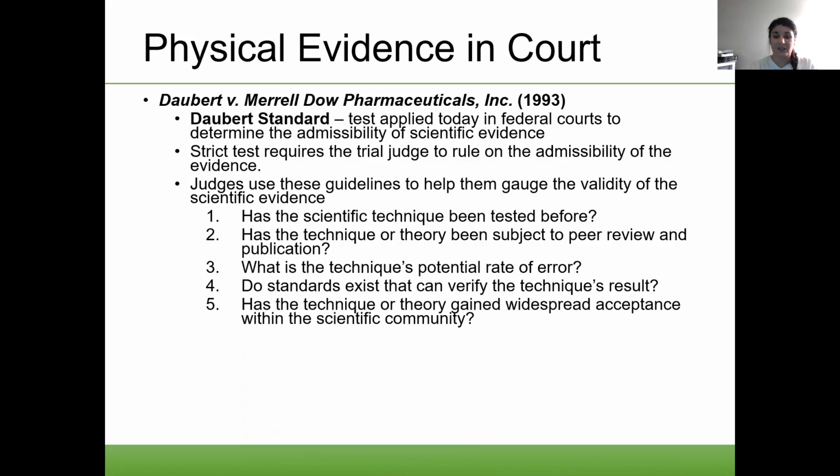And then, has the technique or theory gained widespread acceptance within the scientific community?